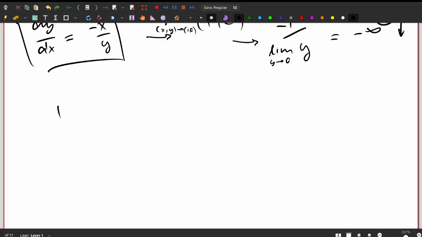Let's do one more function. This one is equal to 3x plus 2x squared y squared.